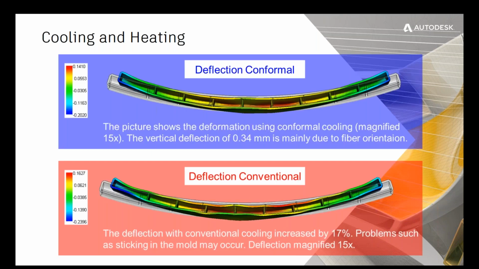And then you can compare the differences in deflection. The conformal cooling on top versus the conventional cooling on bottom. You see a 17% increase in deflection with the conventional cooling. So really at the end of the day, it comes down to analyzing throughout the entire design to optimize and validate your tooling.